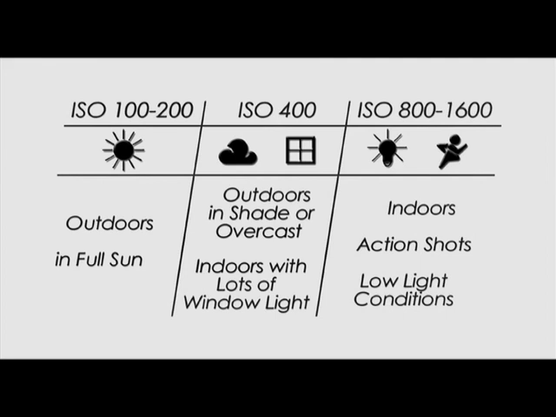ISO 800 and higher should be used indoors for action shots or in other low light conditions. The next setting on the mode dial is the TV or shutter priority mode. The TV stands for time value. Use this mode when you want to set the shutter speed and have the camera automatically select the correct aperture value.